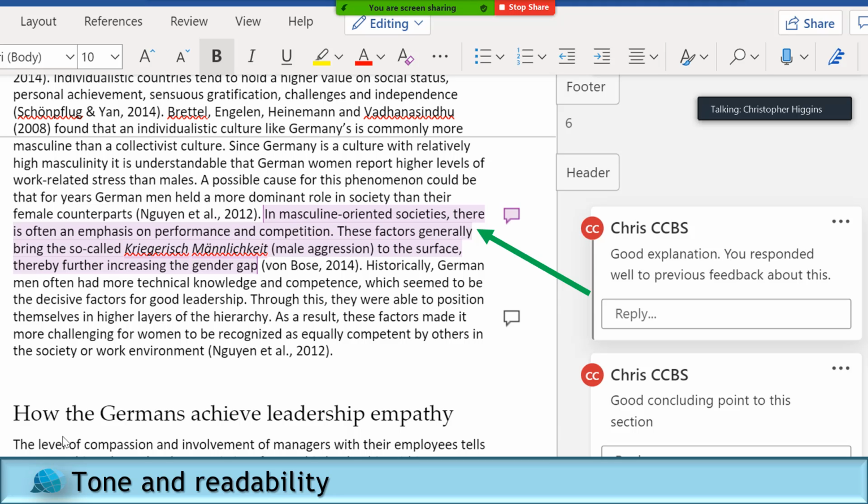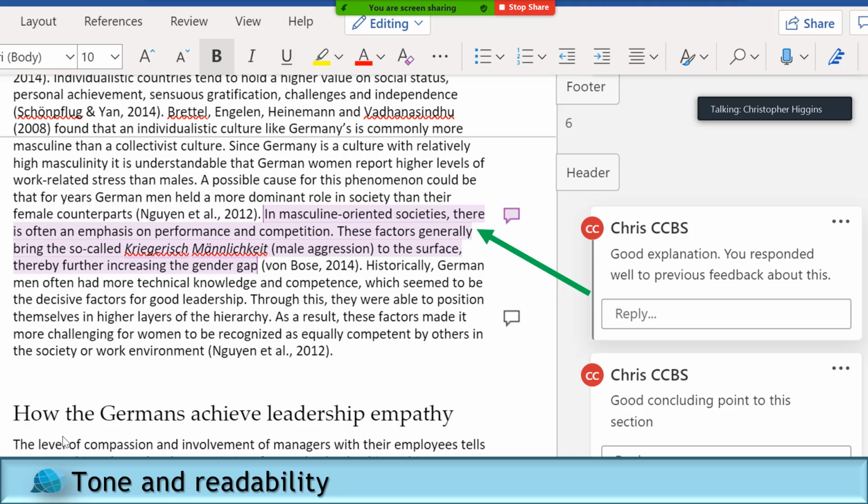So they say, why does that matter? And then they have, in masculine-orientated societies, there's often an emphasis on performance and competition. These factors generally bring the so-called, I can't read it, my German's terrible, male aggression to the surface, thereby further increasing the gender gap. So there's a couple of things I like there.